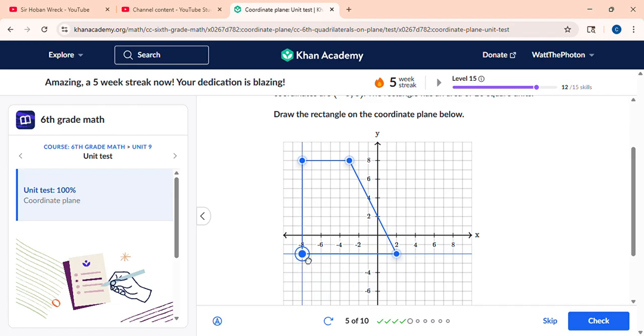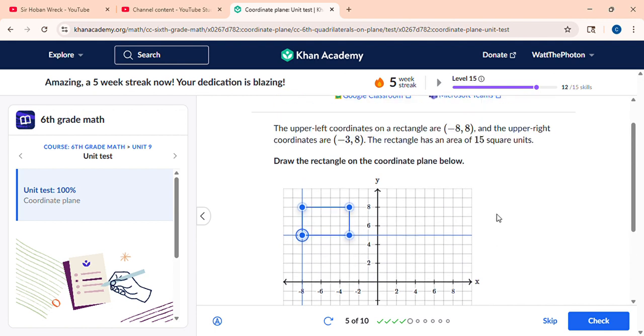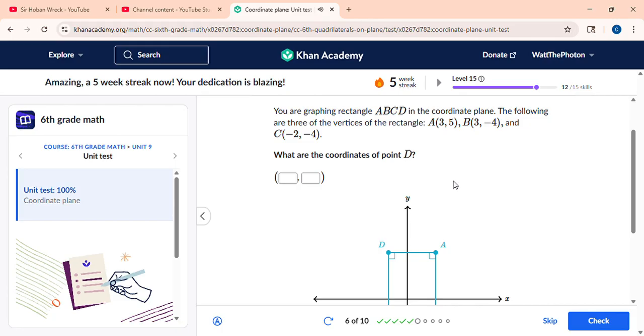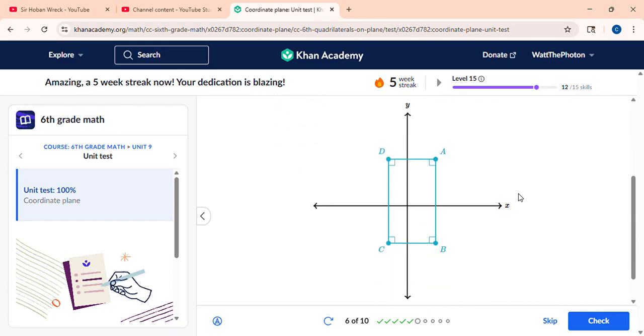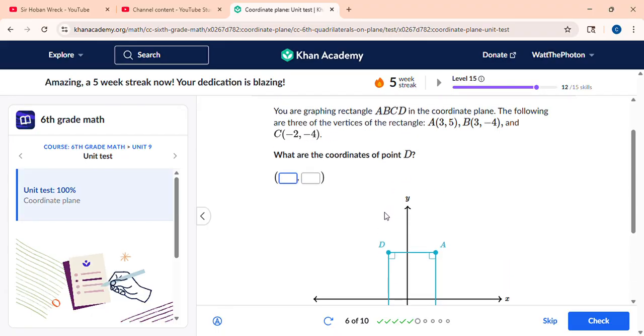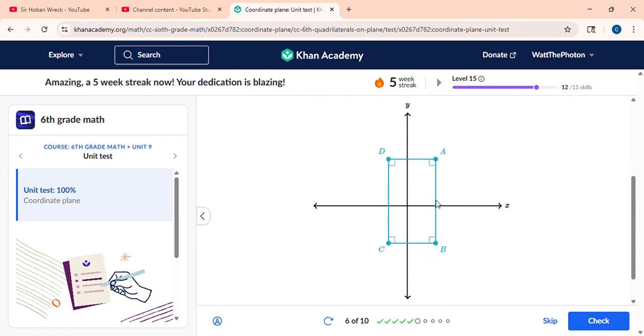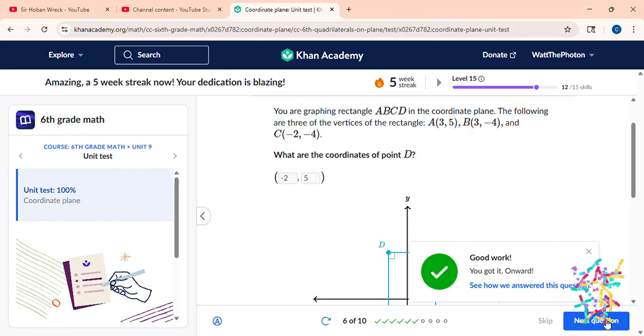Area 15. So that's 4, 3. 1, 2, 3, 4, 5, 1, 2, 3, 4. What are the coordinates of D? Negative 2, 5, I think. Negative 2, 5. That seems reasonable.